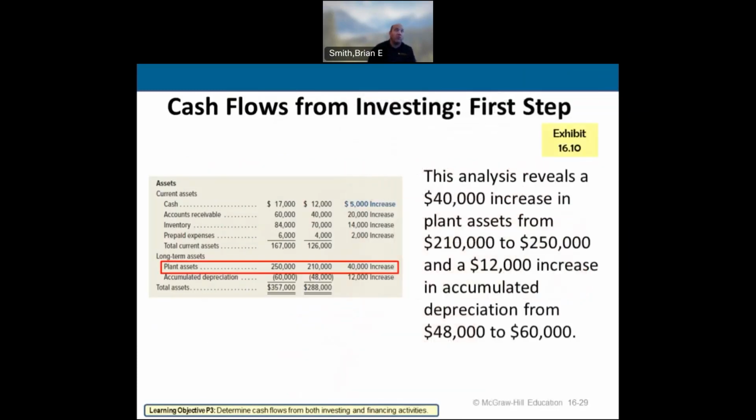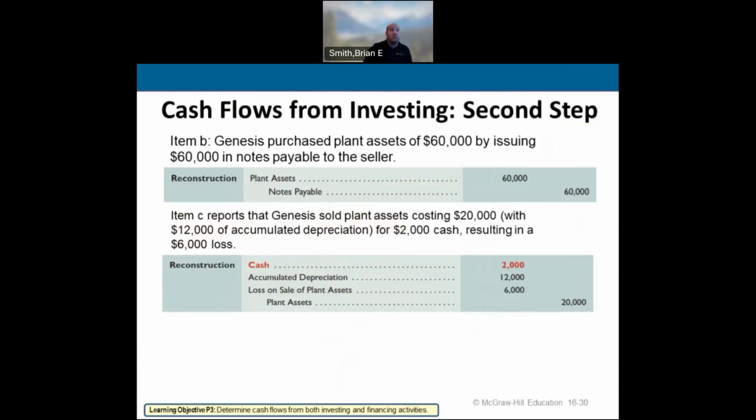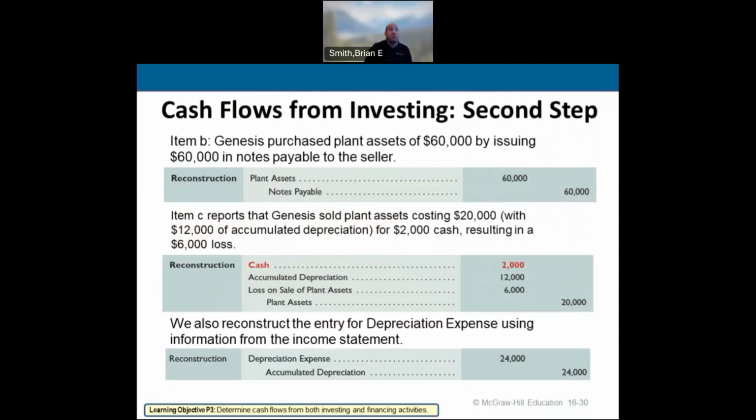And then you report the effects. So let's look at this. The analysis reveals a $40,000 increase from plant assets and a $12,000 increase in accumulated depreciation. We probably bought something there, right? Probably bought some plant. We may have even sold some. So let's look at this.